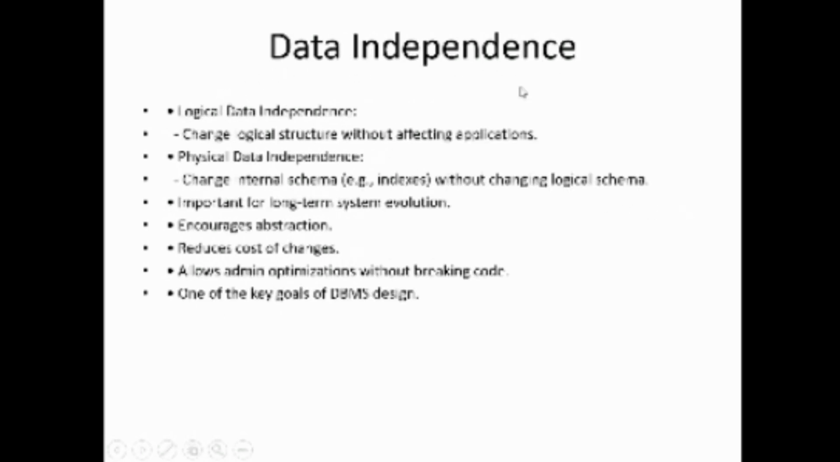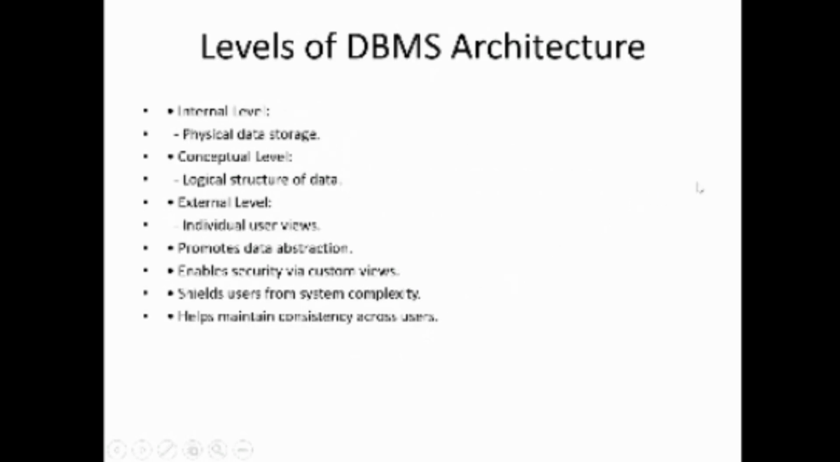Next, data independence. First, logical data independence. It changes the logical schema without affecting applications. Next, physical data independence. It changes the internal schema, for example indexes, without changing the logical schema. So it is important for long-term system evolution. It encourages abstraction. It reduces the cost of changes. It allows admin optimization without breaking code. It is one of the key goals of DBMS design.